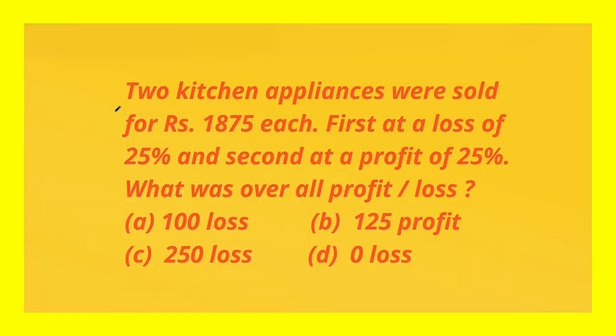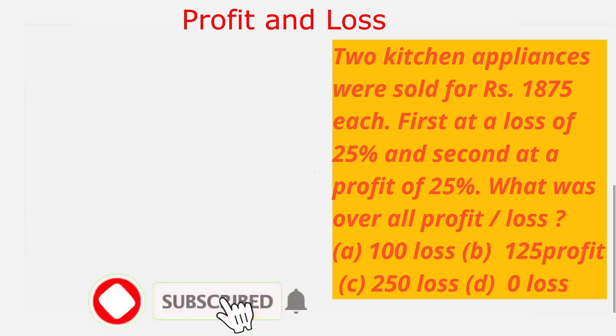We go to the next question. Our question is, 2 kitchen appliances were sold for rupees 1,875 each. First at a loss of 25% and second at a profit of 25%. What was overall profit or loss? The given options are option A 100 loss, option B 125 profit, option C 250 loss, option D, zero loss. We solve the question like this.